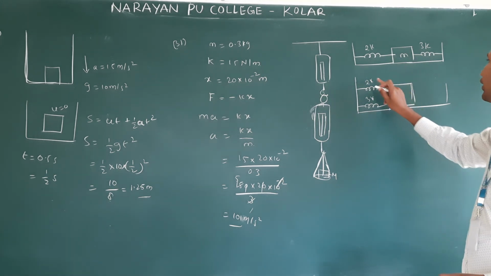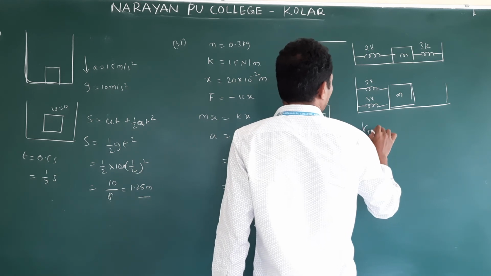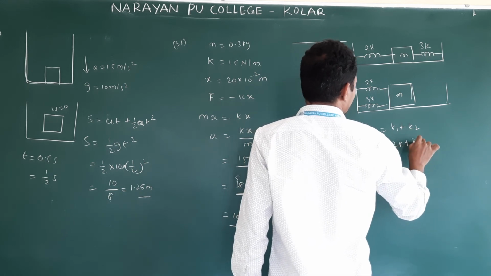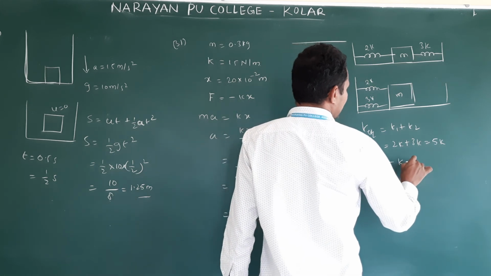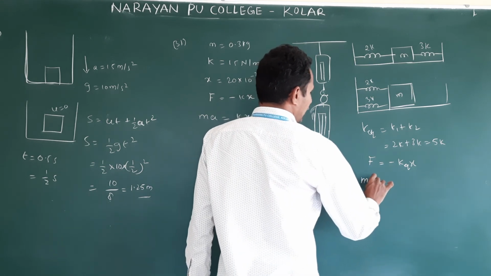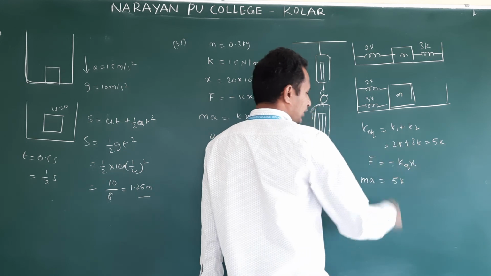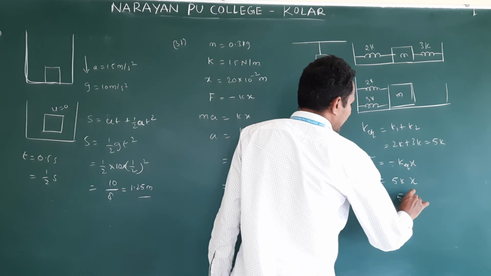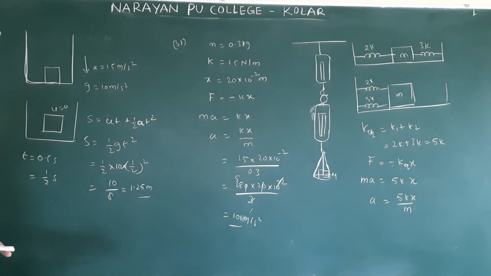So this is M. If they are connected in parallel, what is the k equivalent? k equivalent is equal to k1 plus k2. That is 2k plus 3k. This is 5k. Then force formula F is equal to minus k equivalent into x. This is Ma, k equivalent is what? 5k. Leave the minus because F and x are in opposite directions. So x as it is. a is equal to 5kx by M. It's there, 5kx by M.